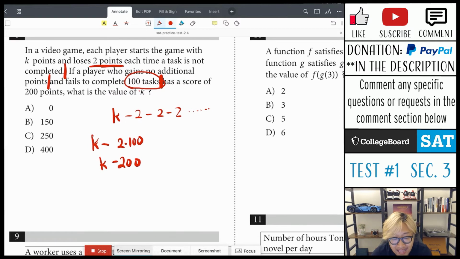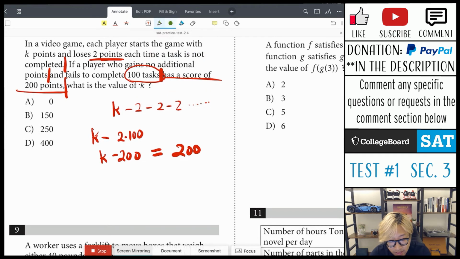200. And Ann has a score of 200 points. So at the end of the day, after that happens, you've got 200 points left. So what is the value of K? Simply go ahead and add 200 back on both sides, and boom, we get K is equal to 400.